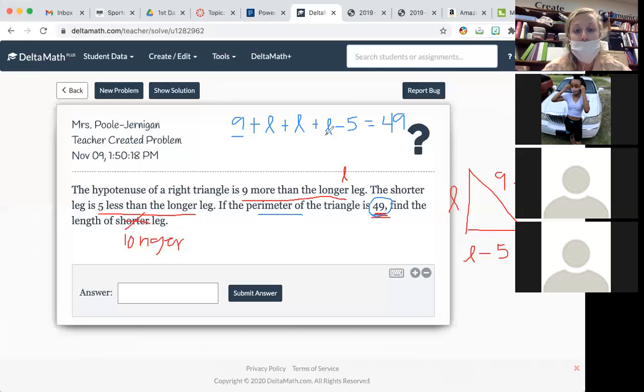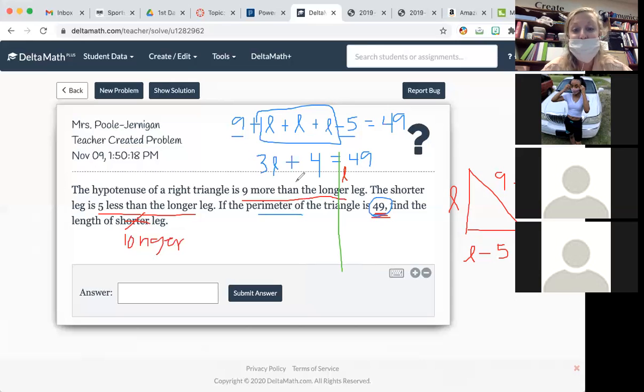So what's 9 take away 5, y'all? 4. Good. And then how many L's do I have right here? 3. So this is going to be 3L plus 4 equals 49, right? All right. So now, how do I solve this equation for L? This is going all the way back to the first week of school. Draw your wall. What do I do next?